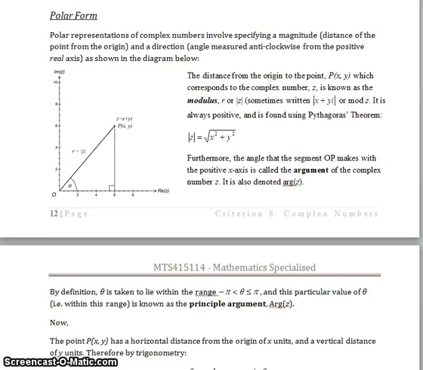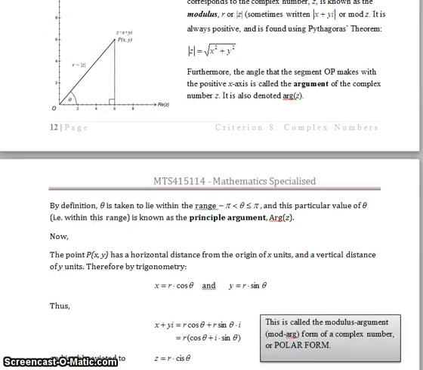So by applying our regular right-angled trigonometry, we can find that those horizontal and vertical distances can be defined in terms of our modulus and our angle theta, or our argument. Our horizontal distance x is equal to the modulus r times the cosine of our angle theta. The vertical distance y is found by multiplying the modulus r by the sine of our argument, or angle theta.